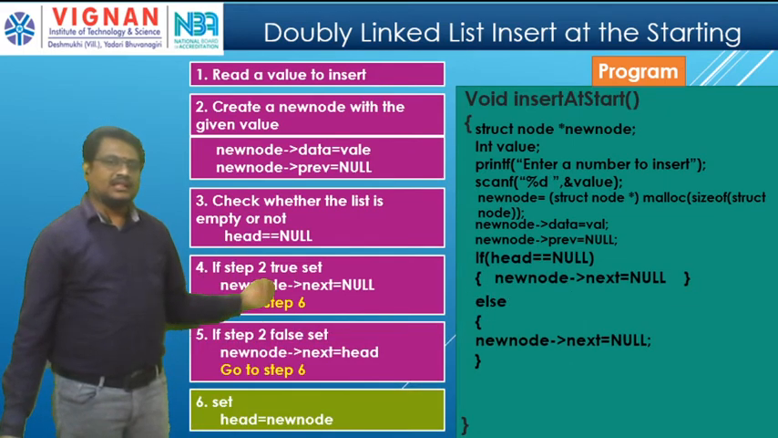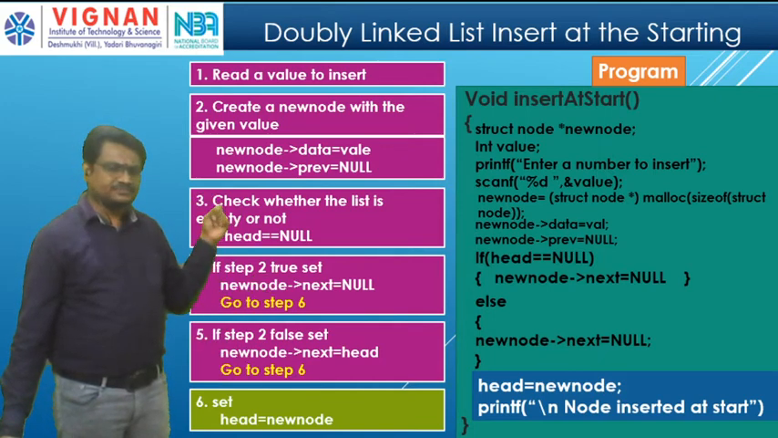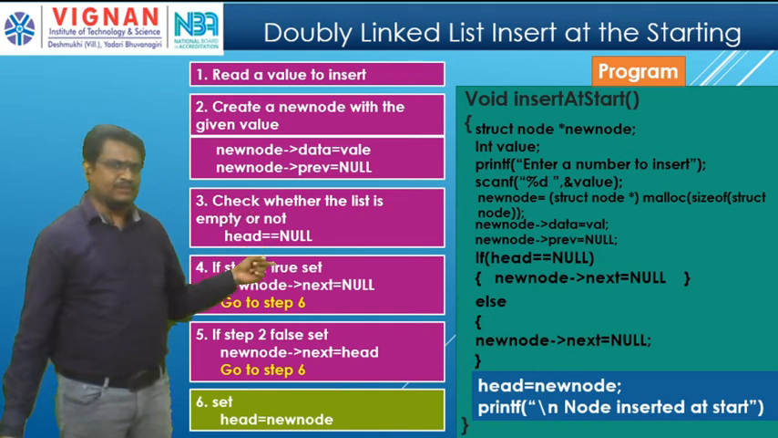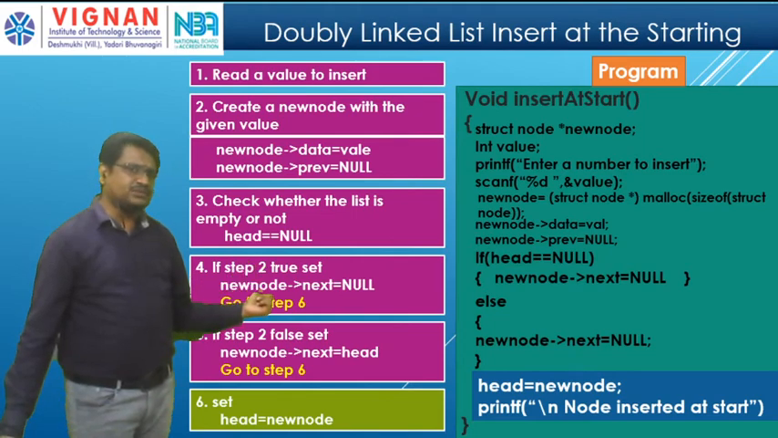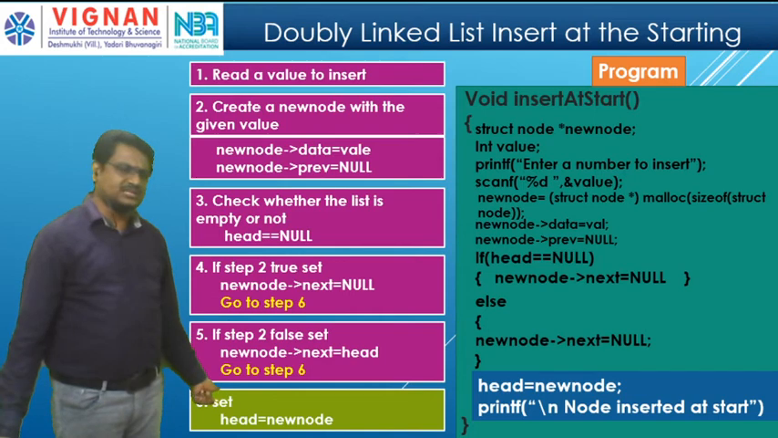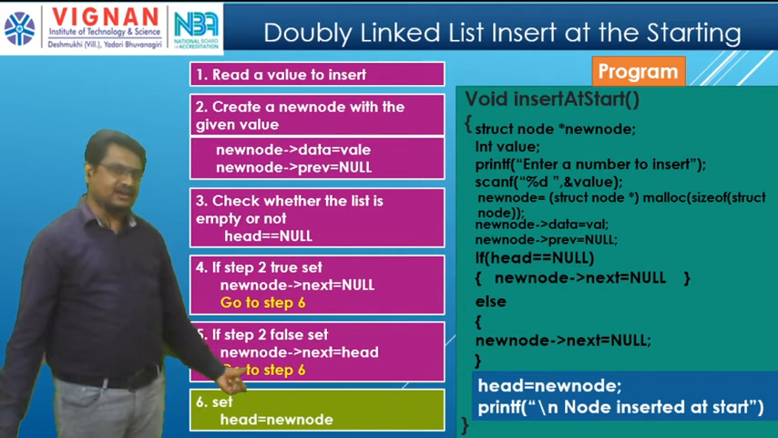Next, I will make this new node as head. So here you can see, if I do this fourth step, what I am going to do, if the linked list is empty, then I will put this next element as null and I will go to step 6. What is step 6? I am going to make the new node as head.